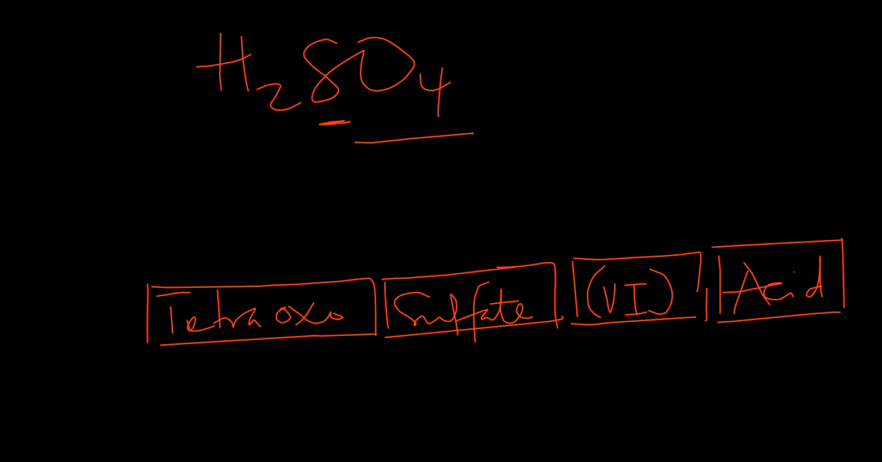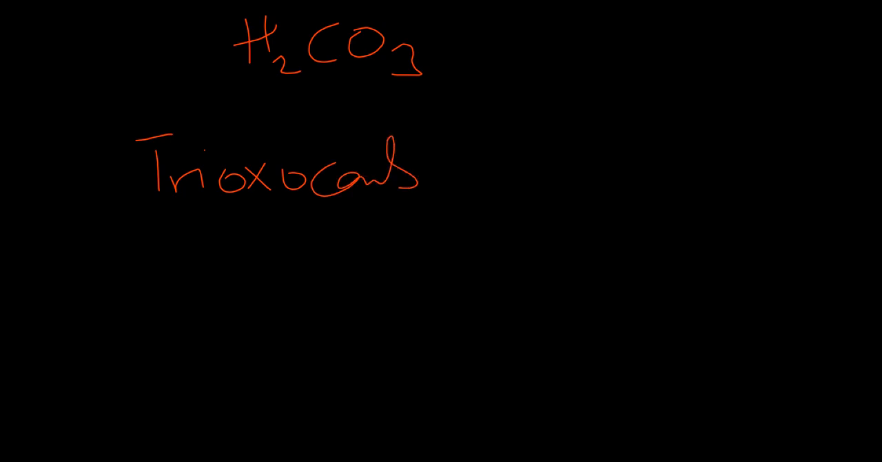Let's try another example. Name H2CO3. Like we've already said, we'll start with the number of oxygens in the compound. Here it's 3, so trioxo. And it's a carbon, so it's a carbonate. Then our oxidation state will follow, but it's an acid, so we end with acid.